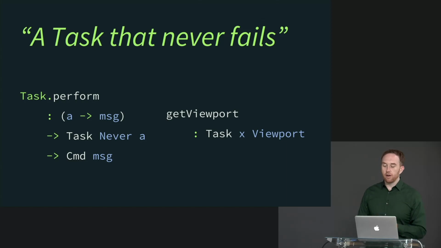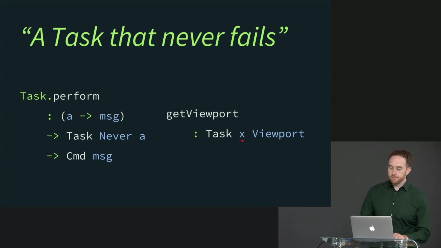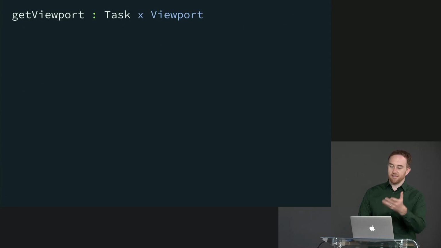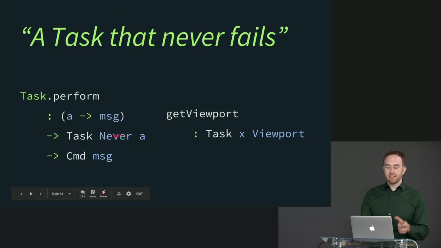So getting the viewport is a task that can never fail. It will always return an answer. And that's represented by the fact that it has its error type still unbound in the function. Sorry, it's not a function. It's just a value. So here's the type of getViewport again. And remember for the next slide that we're accepting a task never a.